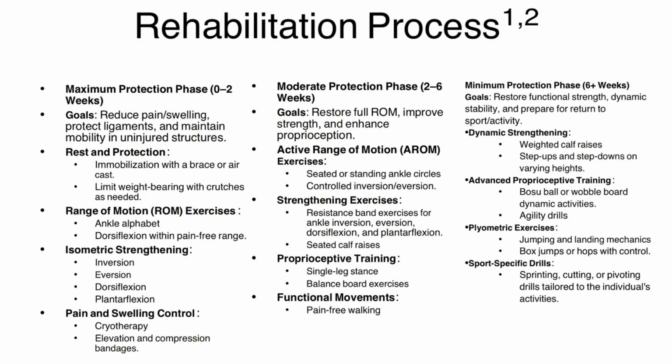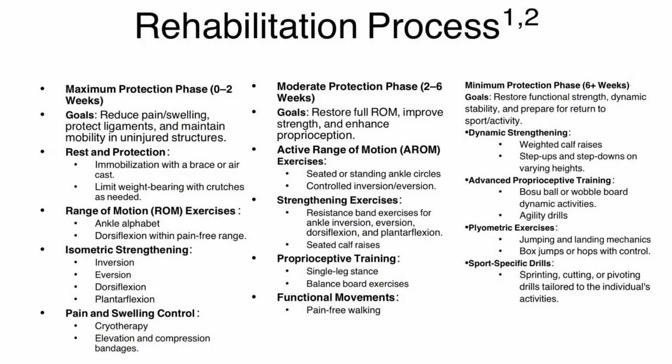So, for the rehab process and the maximum protection phase, the goals here are to reduce pain and swelling, protect the ligaments, and maintain mobility in uninjured structures. So we're going to provide rest and protection as needed. Then we'll move into some range of motion exercises. We can do ankle alphabet or dorsiflexion, but making sure that it stays within the pain-free range. Then we can do isometric strengthening of all the muscles of the ankle in all directions. And then we want to do cryotherapy, and we can do some pressure bandaging just to control pain and swelling.